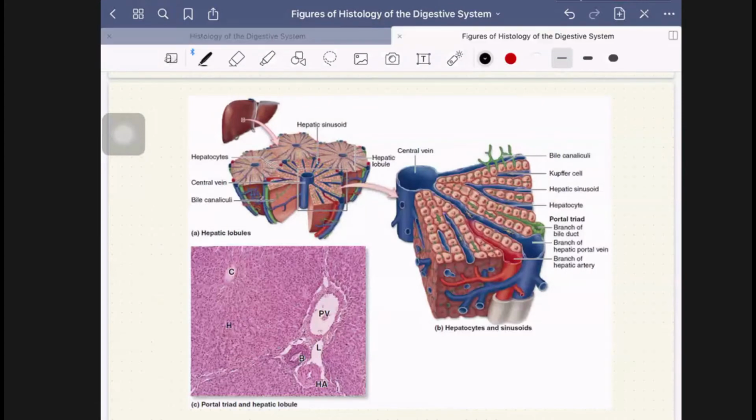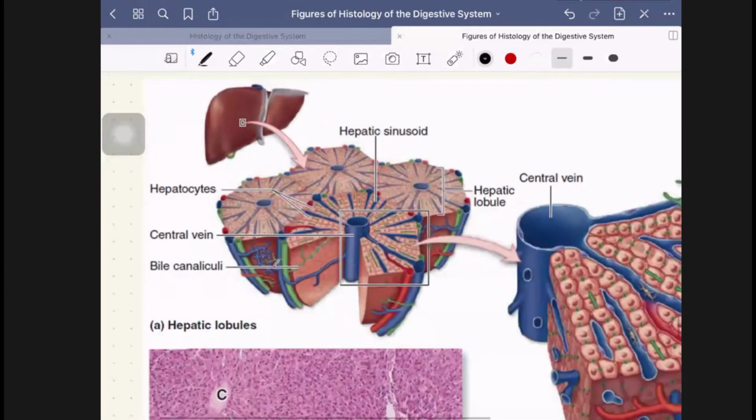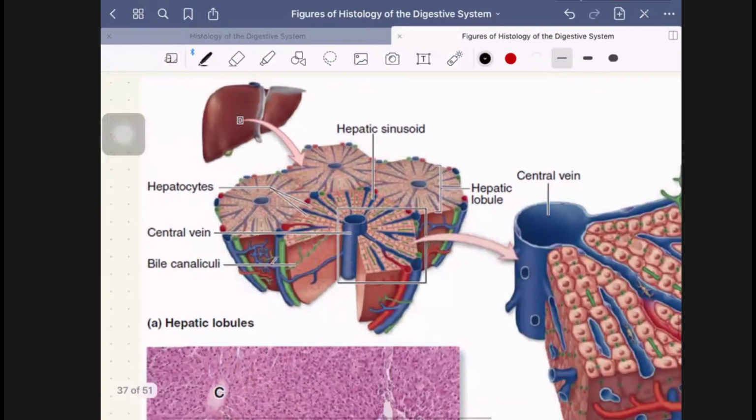If you see the figure here on the histological slide, at first this is the schematic diagram. So what are the types of lobule present in the liver? Anyone? Classical hepatic lobule, portal lobule, and the liver acinus.